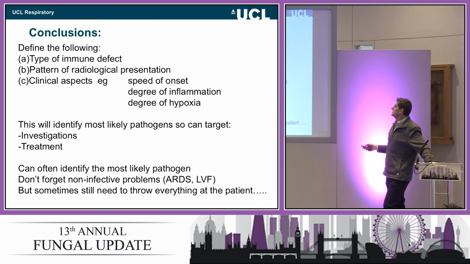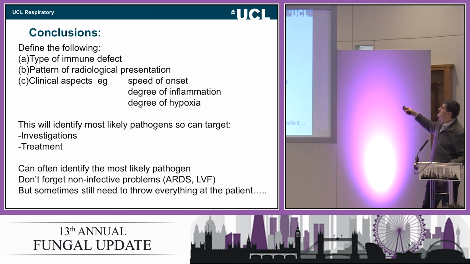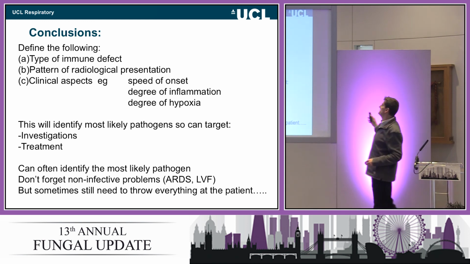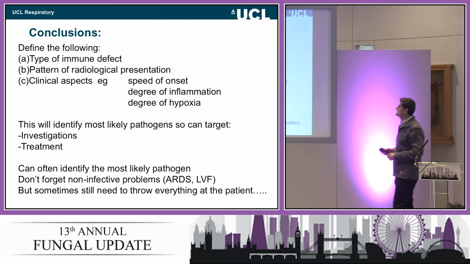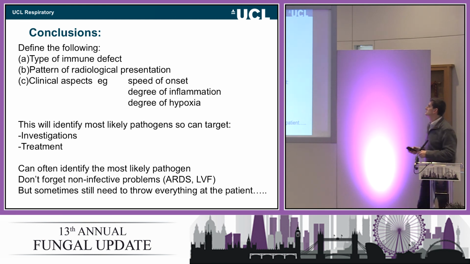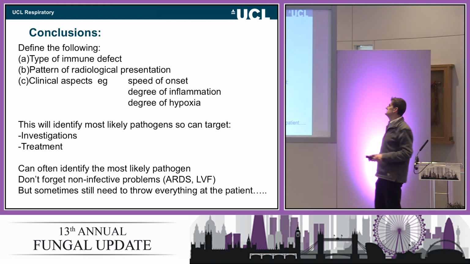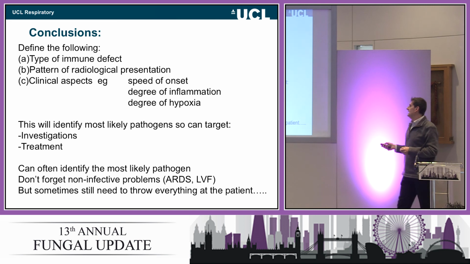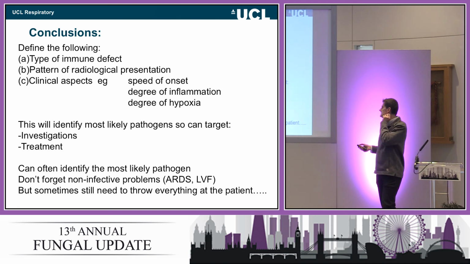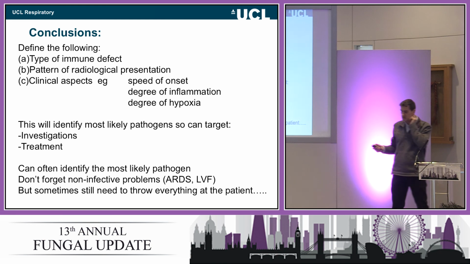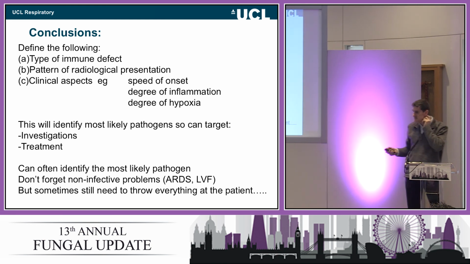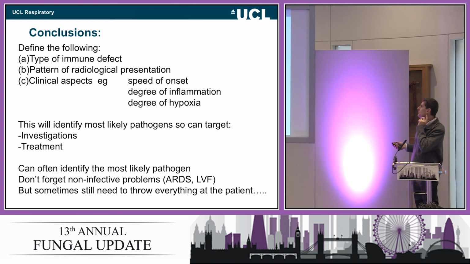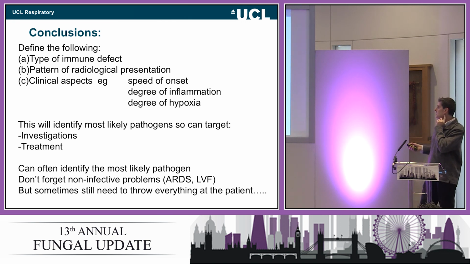Okay. Right, conclusions. So, yeah, immune defect, pattern of radiological presentation, but the clinical aspects are important: speed of onset, degree of inflammation, how hypoxic the patient is. This will give you a sort of matrix in which to put the patient's differential diagnosis. And then you can target your investigations and target your treatment according to that. And yeah, there are patterns which are very likely to be specific pathogens, and there are patterns which are more confused, but at least you can limit the number of potential pathogens or non-infective problems that might be causing it by judicious use of your clinical skills.